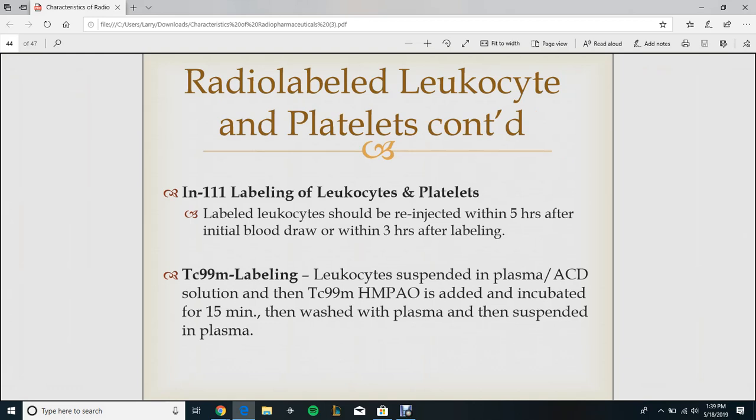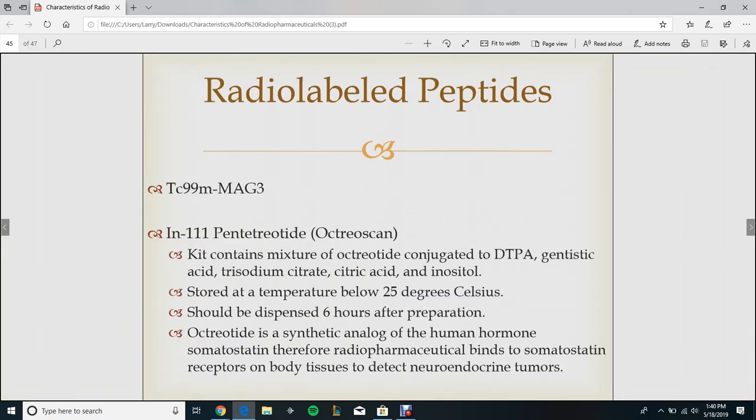Labeled leukocytes should be re-injected within 5 hours after the initial blood draw or within 3 hours after labeling. Technetium-99m labeling. Leukocytes suspended in plasma or ACD solution, and then technetium-99m HMPAO is added and incubated for 15 minutes, then washed with plasma and then suspended in the plasma.